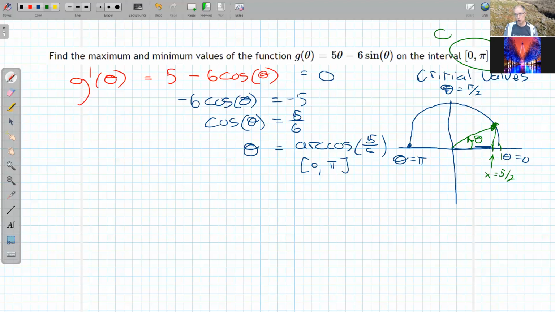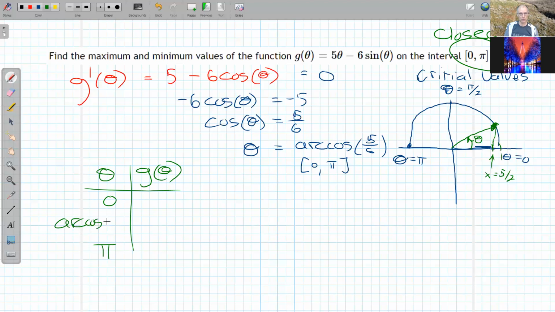However, here I have a closed interval, and I talked about this in the last class. If you have a closed interval, then the endpoints are possible numbers too. So there's 3 things I need to check here for maxes and mins for theta, g of theta. I need to check the endpoints, 0 and pi, and then the critical value I found in between, which is the arc cosine of 5 over 6. So we just need to find out what each of these is, and then one of them is going to be a max, one's going to be a min, and the other is just neither, probably.